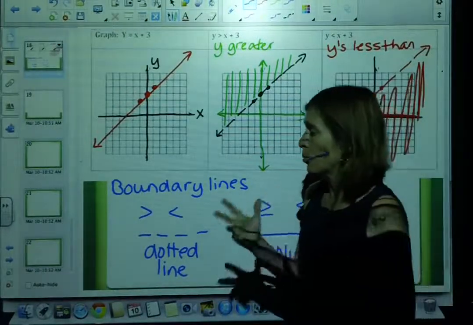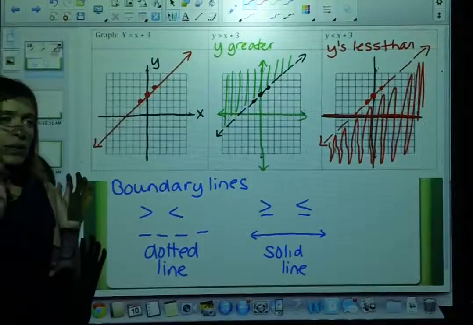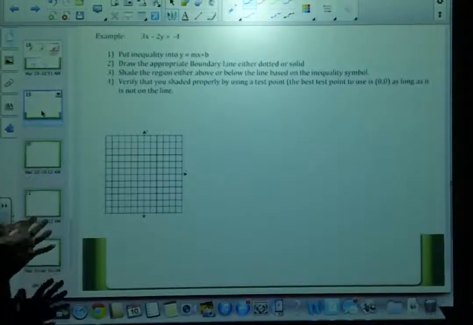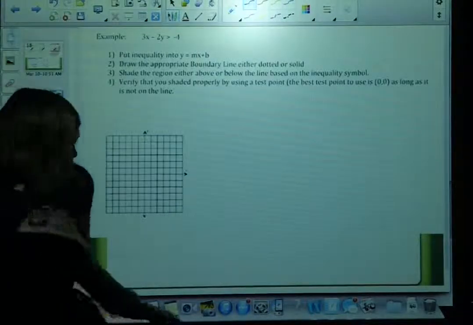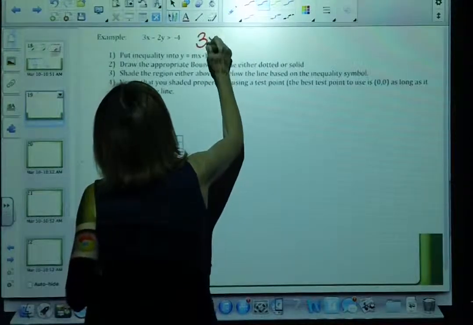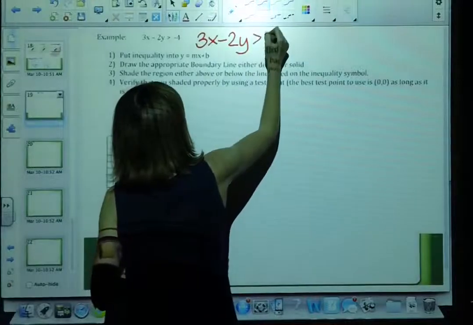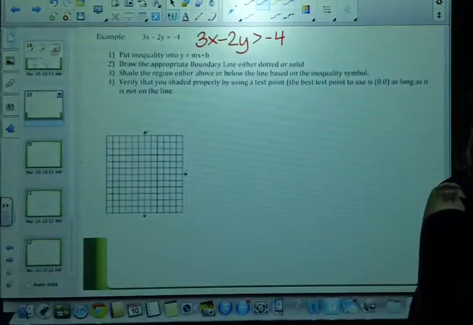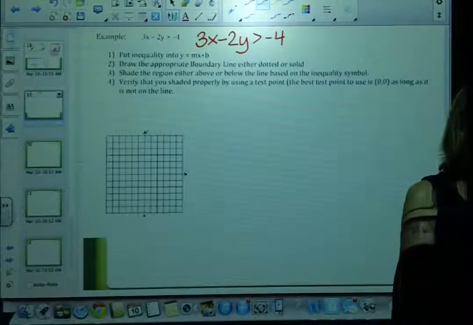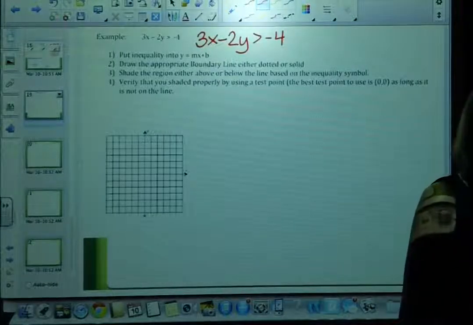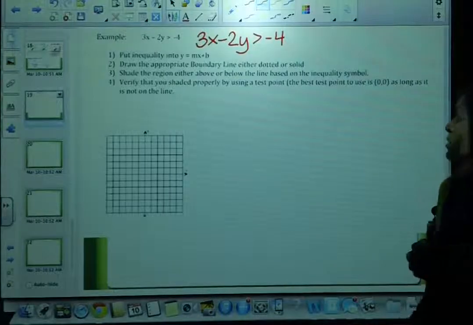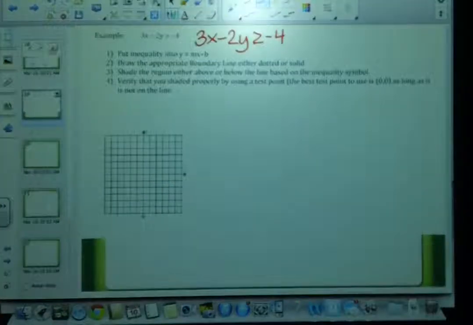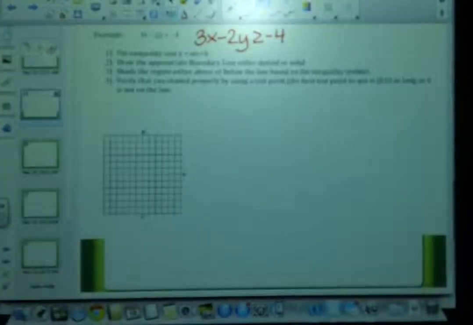All right, now I'm going to go through the process very specifically, step by step. Everybody go to the bottom of the page where I said example. I gave you 3x minus 2y is greater than or equal to -4, okay? Step 1 would be, I think the easiest way is to put it in slope-intercept form.